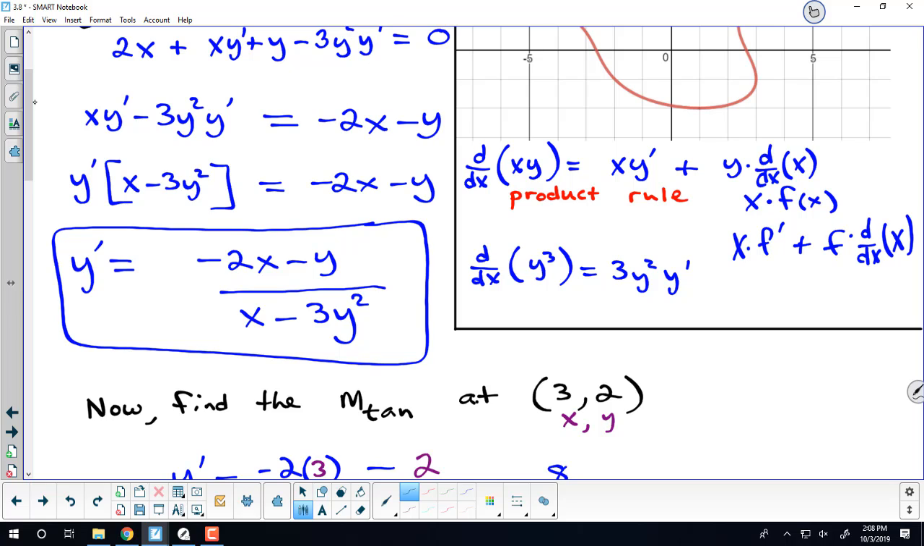But since f of x is y, that's y and y prime. 3 times y squared times y prime. I don't know if that's helpful. I know we just kind of went over that, but we've seen it again.